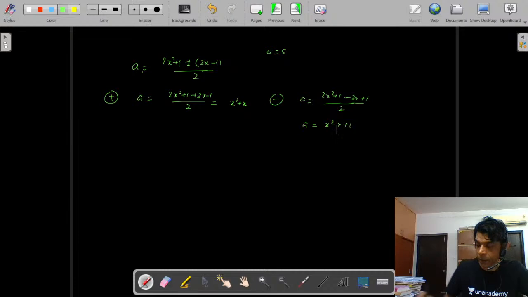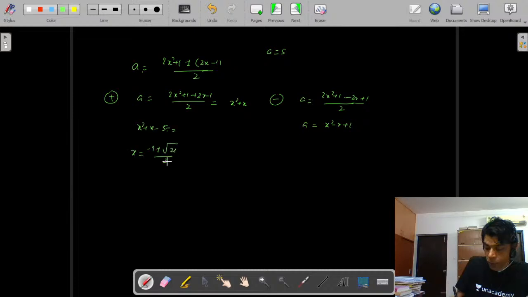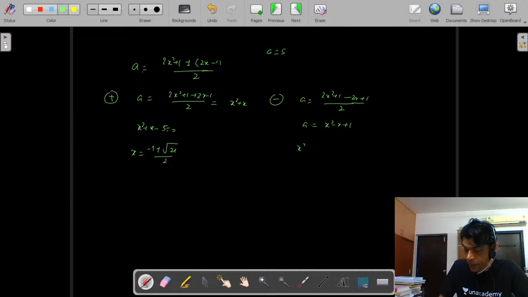So I get x² + x − 5 is 0, and so if I solve it, I get (−1 ± √21)/2, and here I'll get x² − x + 1 is 5. So x² − x − 4 is 0, and so I get x is (1 ± √17)/2. It looks like we have got 4 roots now.